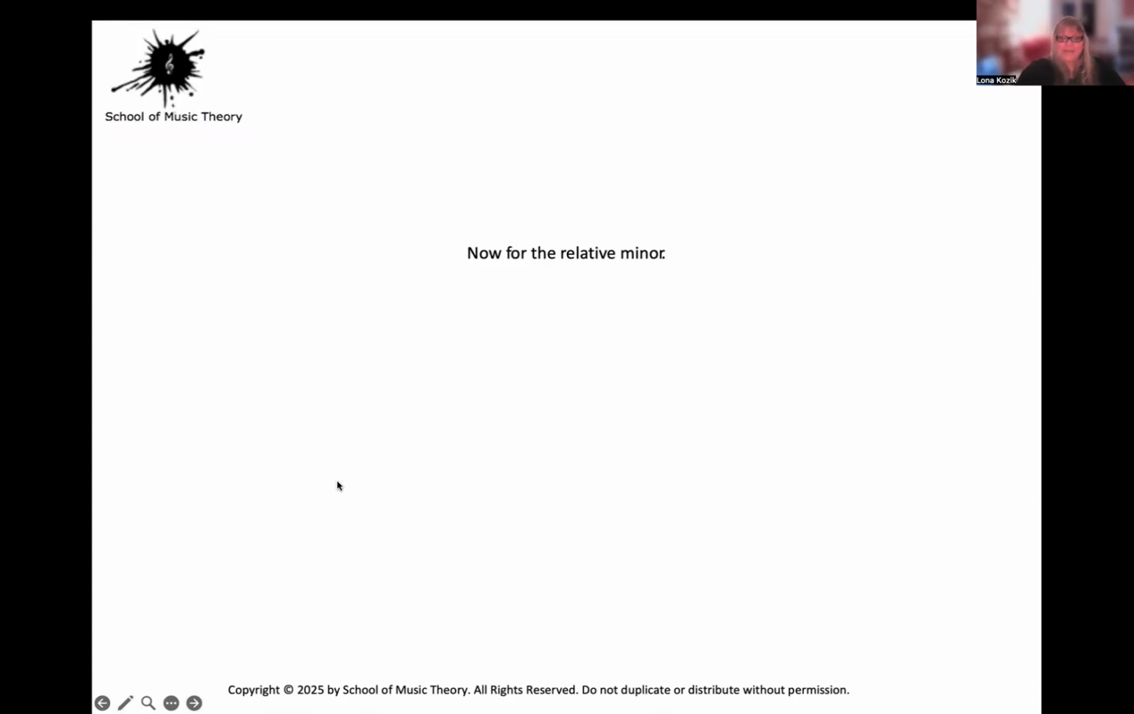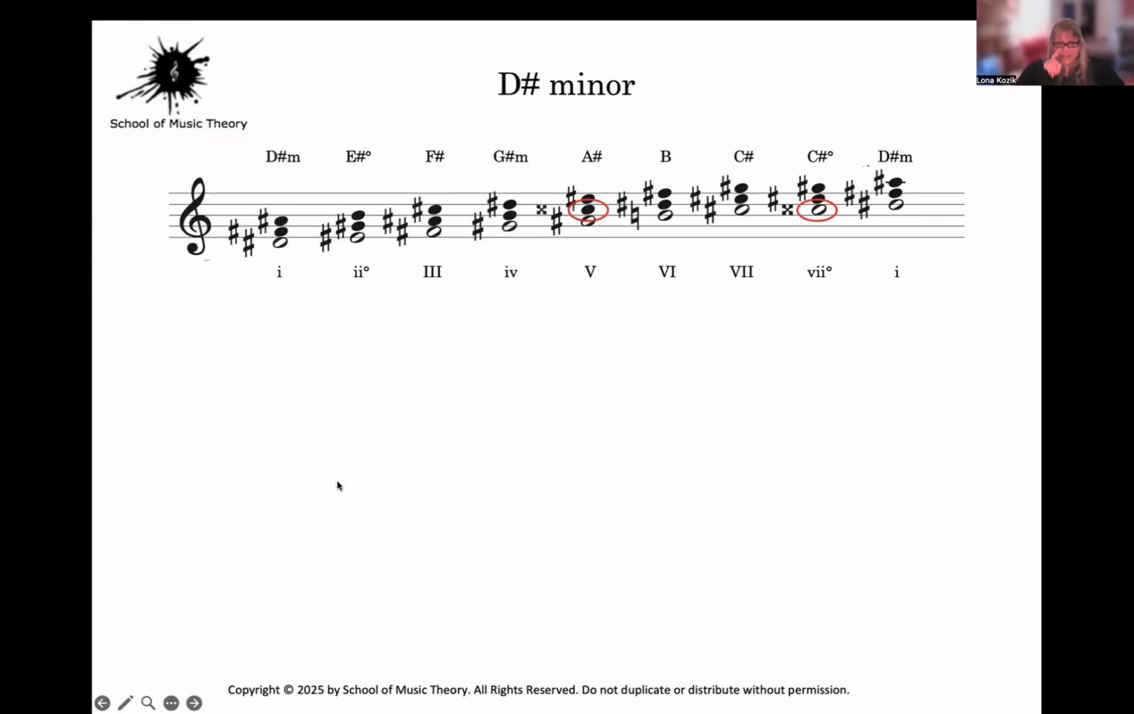Now let's do the same thing for the relative minor. We've got D sharp minor. So first the scale, if you see the hollow notes, right? We've got D sharp, E sharp, F sharp, G sharp, A sharp. We're going to have B natural, C sharp, and C double sharp. So I've put in both 7ths and then D sharp.